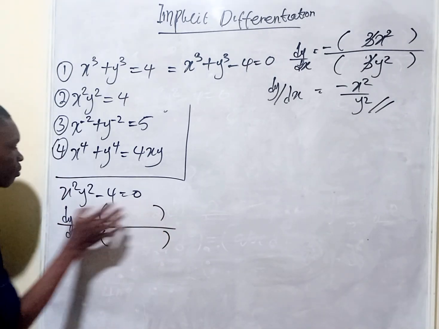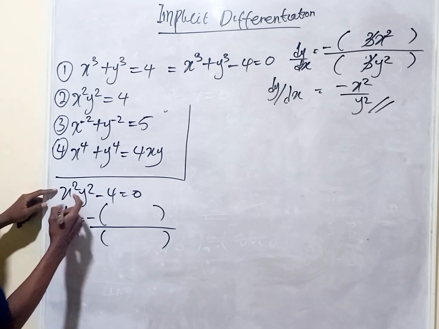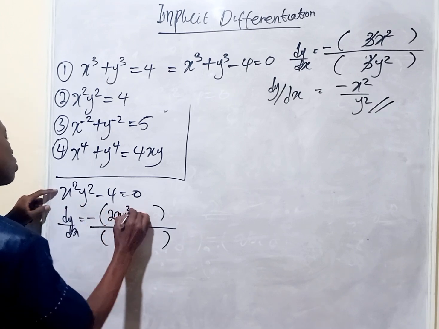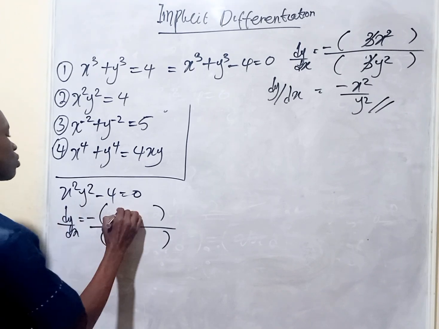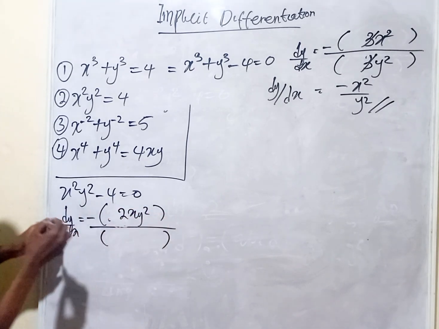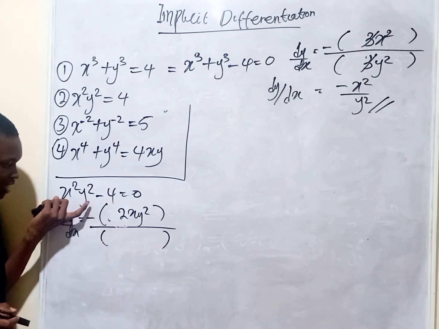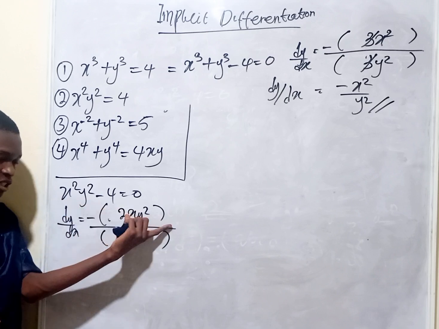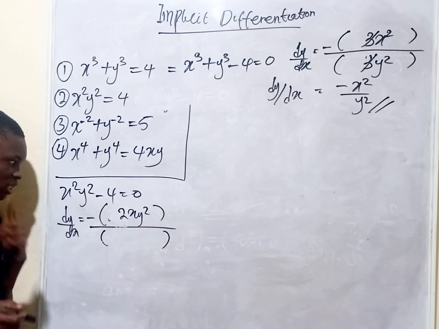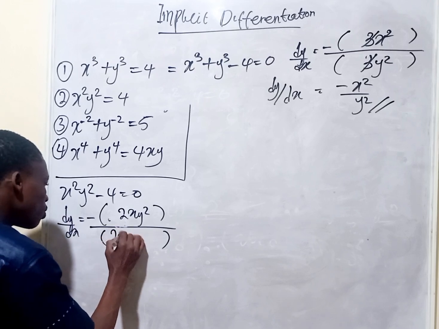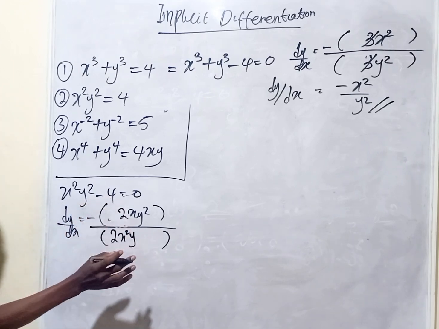Now let's differentiate the top with x. If we differentiate here with respect to x, we have 2xy squared, because there's y here, right? So this is 2xy squared. Now, differentiating the constant is 0, so let's go to the denominator. After differentiating with x in the numerator, come to the denominator and differentiate with respect to y. So if we differentiate here with respect to y, this is 2x squared y. Now differentiating the constant is 0.